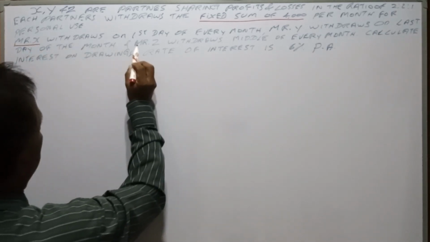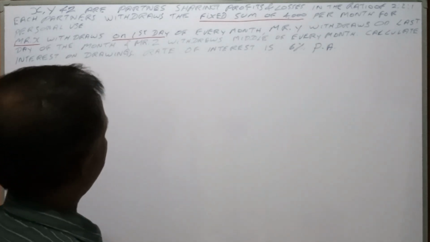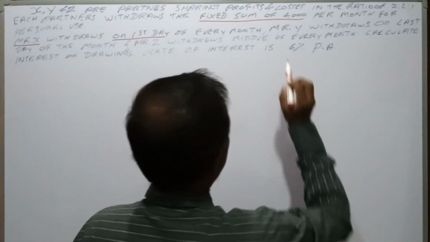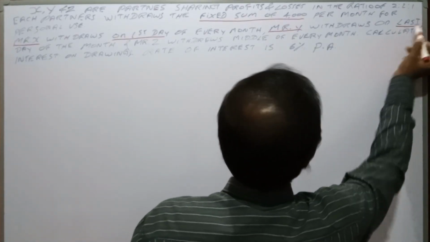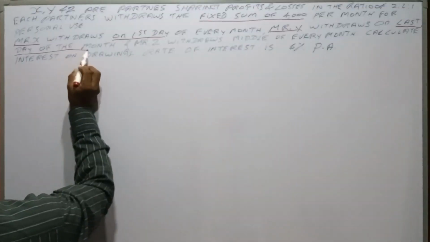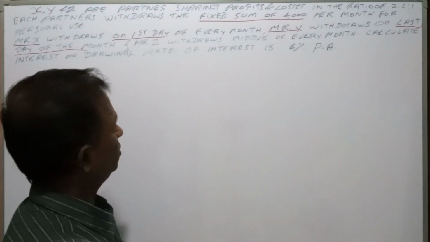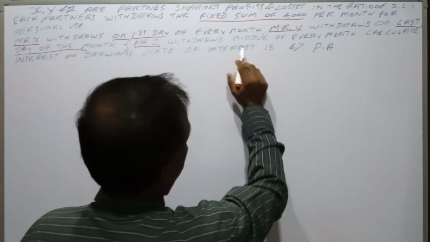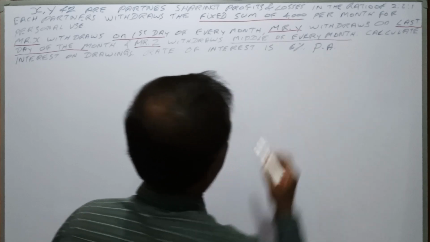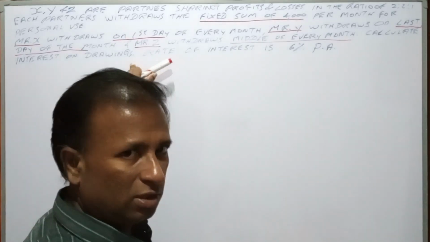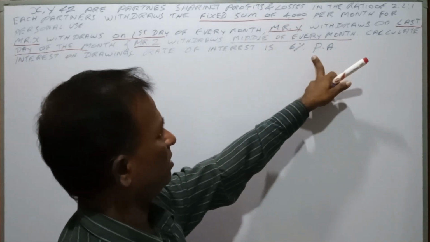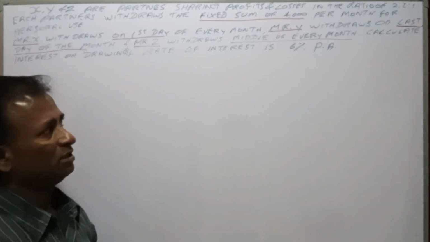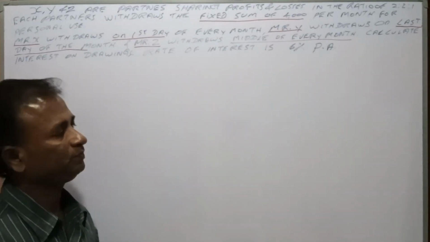Mr. X withdraws on the first day of every month, whereas Mr. Y withdraws on the last day of the month, whereas Mr. Z withdraws in the middle of every month, right? So calculate the interest on drawings. They wanted us to calculate the interest on drawings. Rate of interest is 6% per annum.